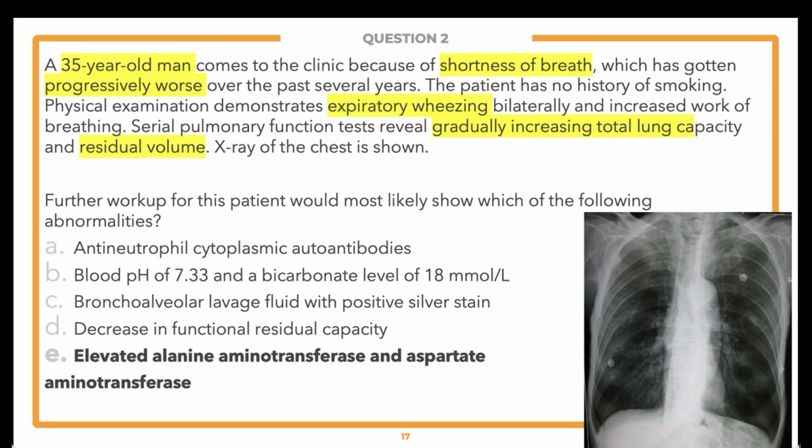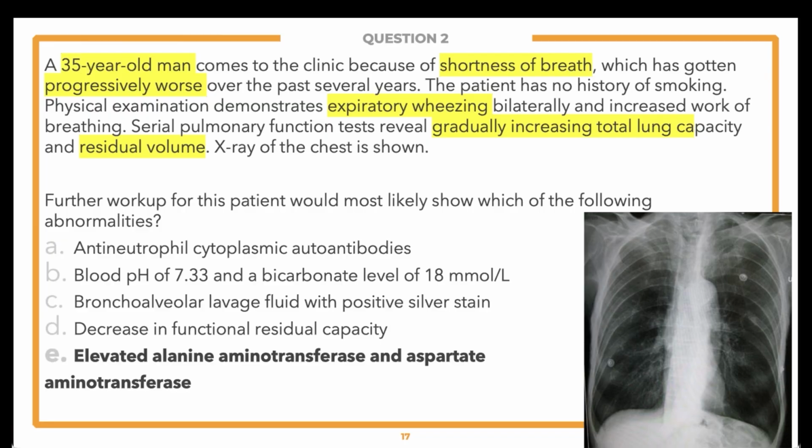Option choice C, BAL positive for silver stain. You're thinking more of things like aspergillosis, right? That can lead to positive silver stain. Less likely in this situation. It's not an infection. CMV can also be positive for silver stain. You'll have hemoptysis in those situations, you'll have more of an infection picture. In this picture, there's really no fever, no signs of infection. It just looks like progressively worsening lung findings. So it wouldn't fit that.